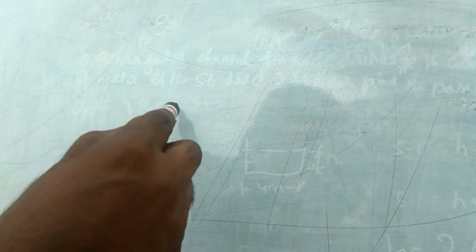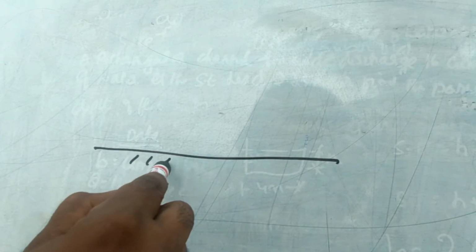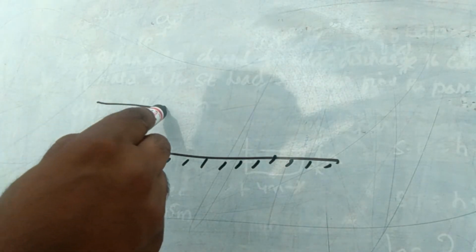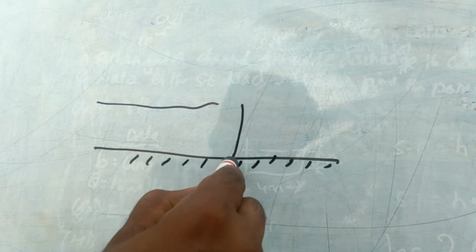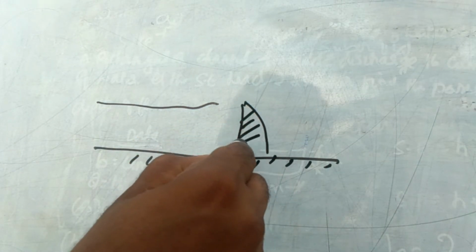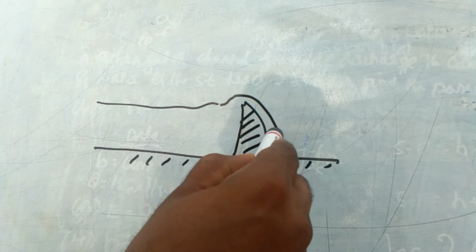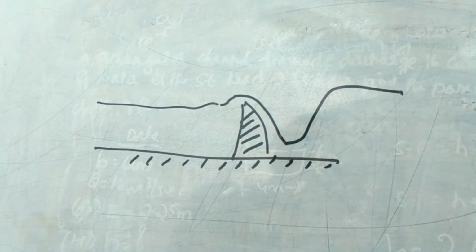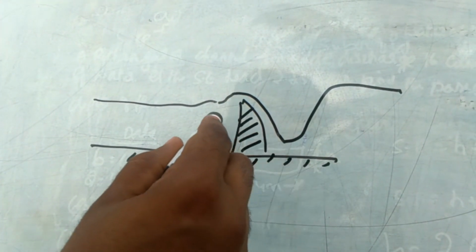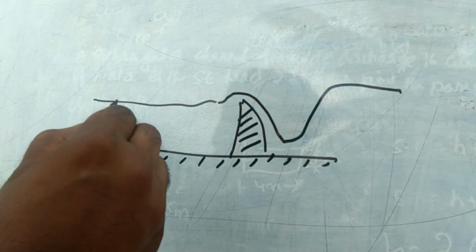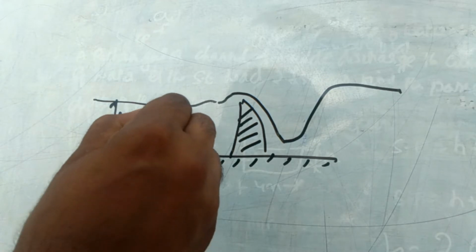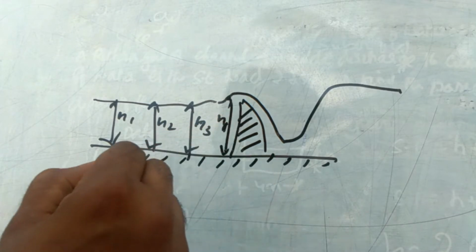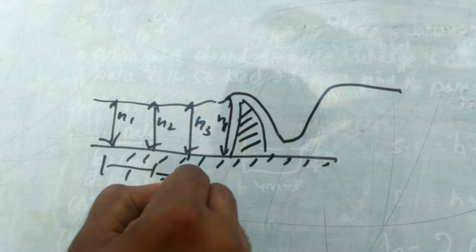When the water is flowing, so this is the surface, for example, the surface of the earth or a canal. When water is flowing, it flows gradually, and suppose here one dam is there. When water crosses here, suddenly the velocity will change, and again the water will rise. So this part we can say is H1, this is H2, this is H3, and this is H4. So this is 1 meter or 2 meter, and this is 5 meter.